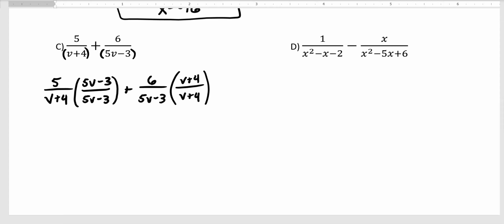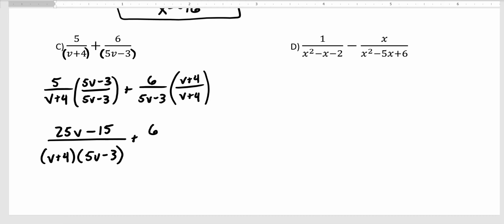So let's break this down here. 5 times 5v is 25v, minus 5 times 3 is 15, over your denominator. You do not need to multiply it out; I would just leave it in factored form. But I'm going to add to that 6 times v is 6v, 6 times 4 is 24. And then I have 5v minus 3 and v plus 4.